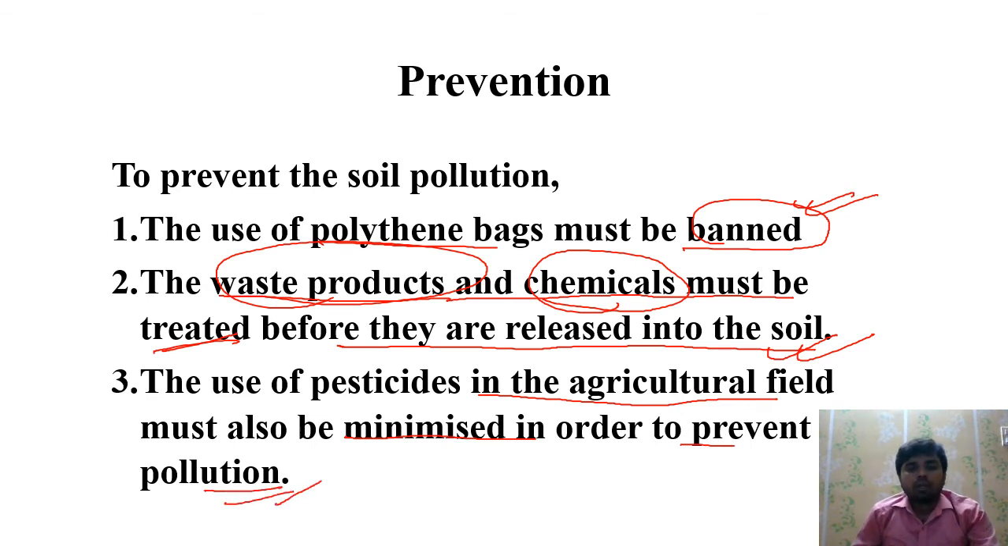So the 3 things are that all the non-biodegradable substances should first be recycled. The main condition is that they should be recycled. They should not be thrown on the soil itself. And the chemicals should be treated first before they are released into the soil. The use of pesticides in the agricultural field must be minimized in order to prevent the pollution.